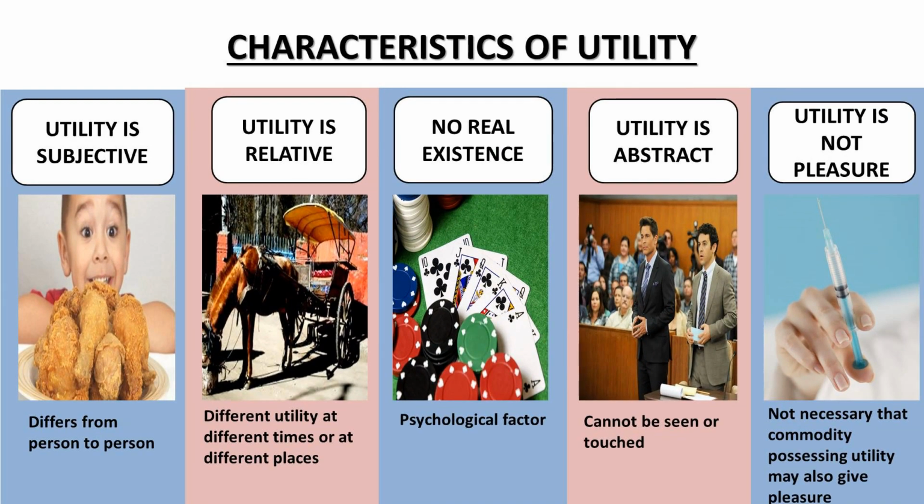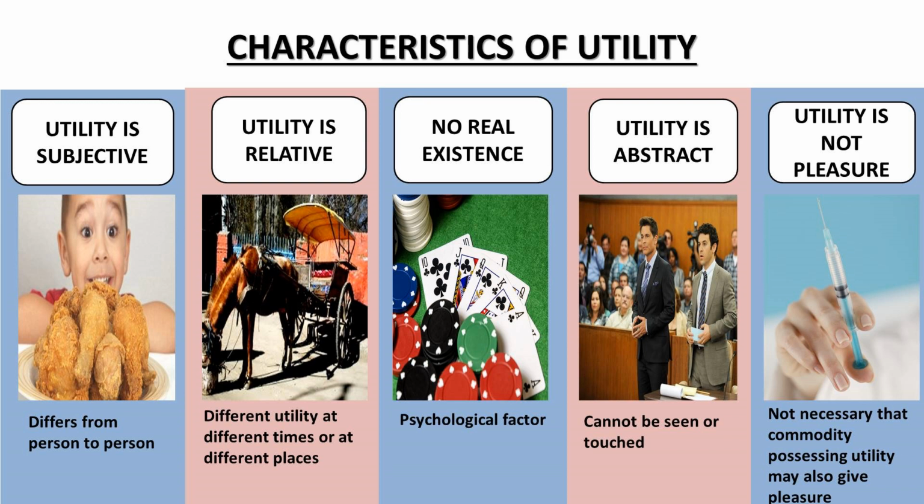First, utility is subjective. That means it differs from person to person. For example, chicken is of great utility to a person who is a non-vegetarian, whereas the vegetarians will get zero utility from the chicken. Then, utility is relative. A commodity may possess different utility at different times or at different places or for different persons. In olden days, a tonga had great utility, but now with the inventions of auto rickshaws, bus, its utility has become less.